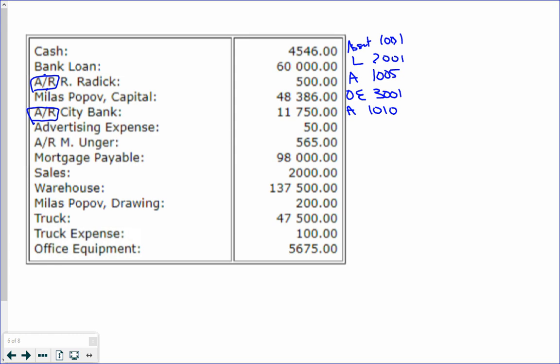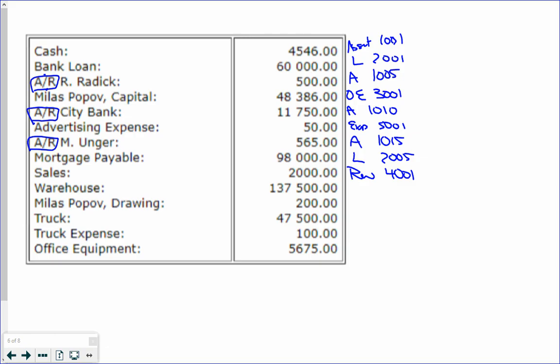Advertising expense. This is an expense account, so I'm going to number it 5,001. Accounts receivable again, somebody else that owes you money. So that's an asset, so I'm going to number it 1,015. Mortgage payable. This is something I have to pay, so that's a liability. So I'm at 2005 because I have a liability up here at 2001. Sales. This is going to be a revenue account, so 4001.